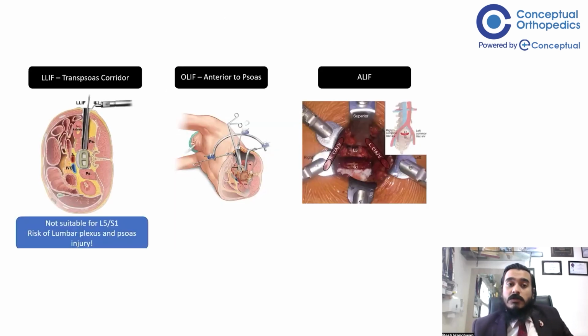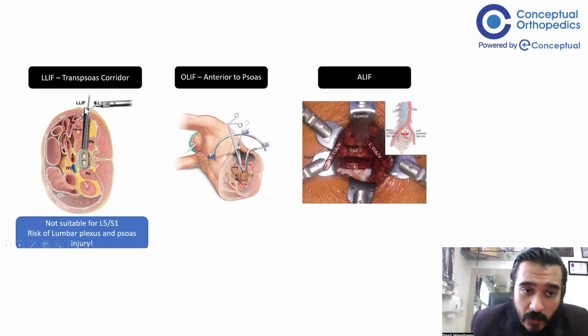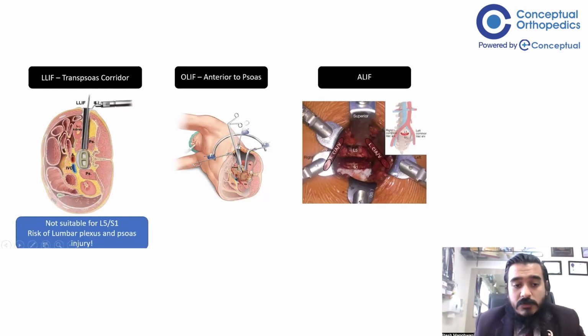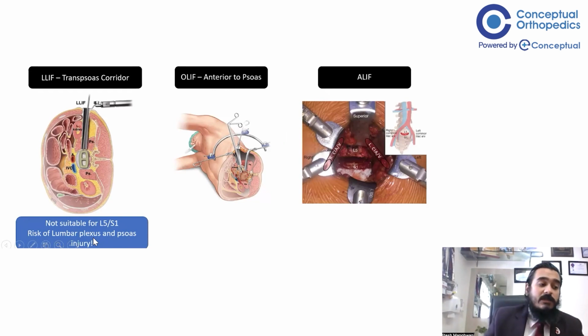such types of pathology. Now, LIF is a transpsoas corridor. Generally, LIF is not suitable for L5S1 because there is a risk of injury to the lumbar plexus and psoas injuries can happen. So, as you're seeing over here, whenever you're going through the psoas muscle, there is a high chance that you may develop an injury to the lumbar plexus or the psoas injury.